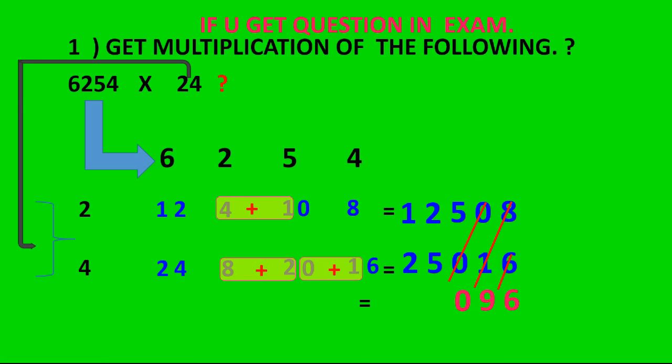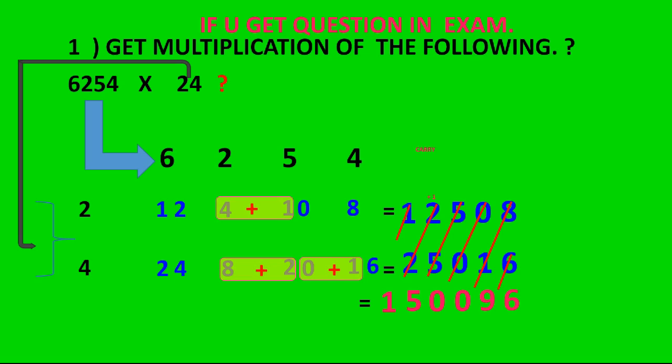5 plus 5 is 10, 0 will be written, 1 will carry to the 2, and 2 plus 2 is 4, and 4 plus 1 is 5. So 1 you will write as it is there. Okay, so this is the answer of 6254 into 24.